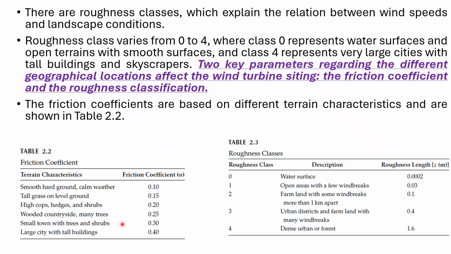Likewise, if we have a wooded countryside with many trees, then it is 0.25. Whereas if it is a small town with trees and shrubs, then the corresponding friction coefficient is 0.3. So this all decides the particular wind turbine siting. Before we fix a location, we have to decide on this particular place: the roughness classes, the power class, wind power density, and the friction coefficient also.